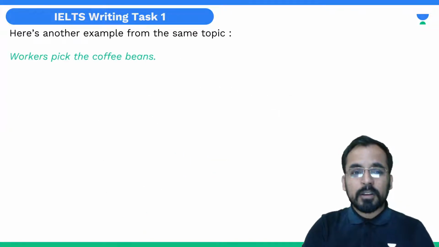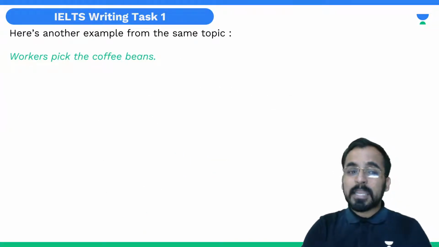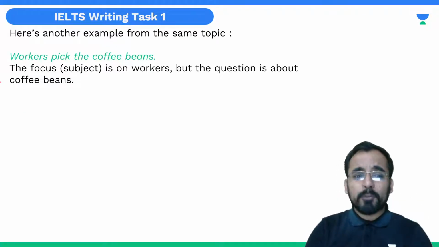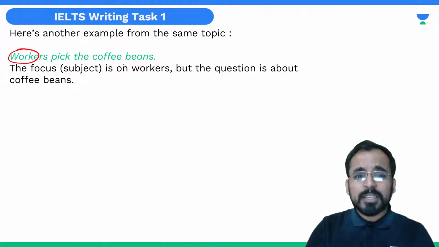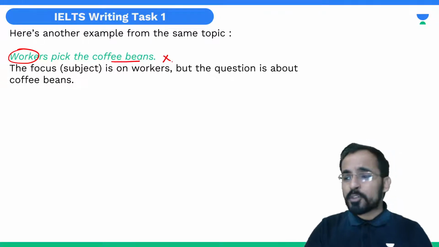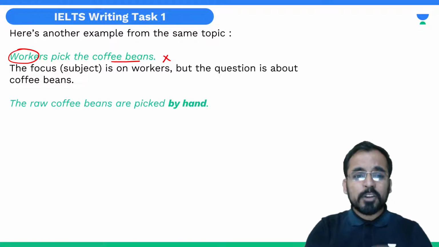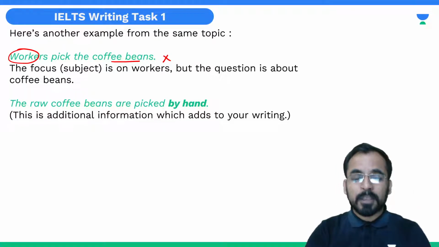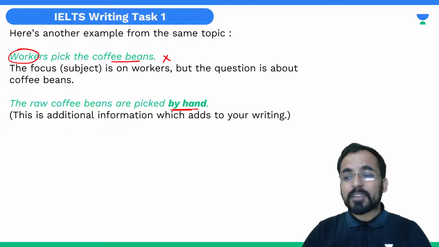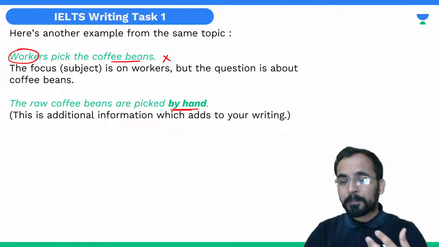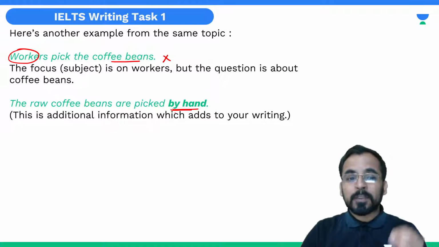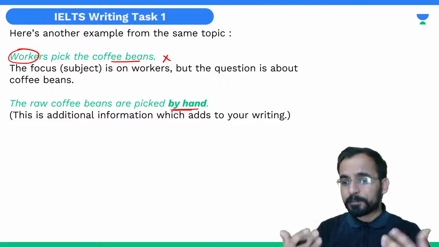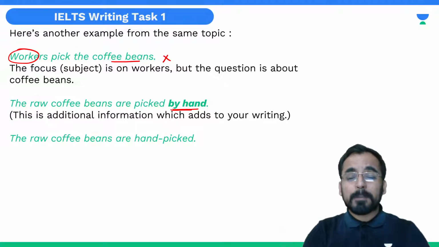Correct. Now here's another example from the same topic. Let's say workers pick the coffee beans. That's in active voice, because our focus is on workers. But the question is all about coffee beans, so we are not supposed to use the active voice, right? The raw coffee beans are picked by hand. Okay, so that is in passive. So by hand, this is extra information that we are adding in our writing. We are not mentioning the agent, we are just adding additional information about how raw coffee beans are picked, by hand. Now the raw coffee beans are hand-picked.